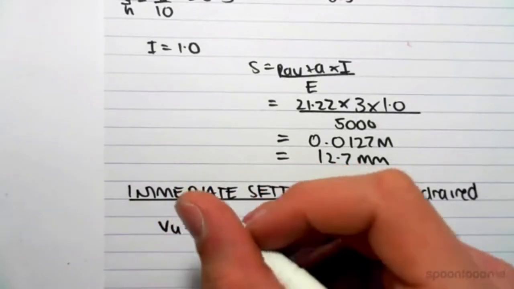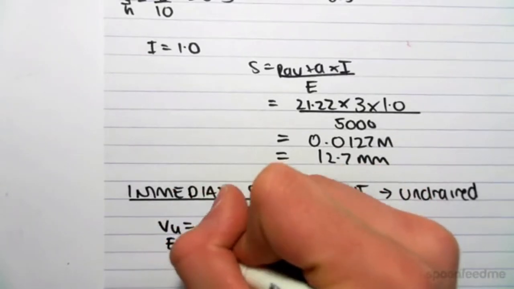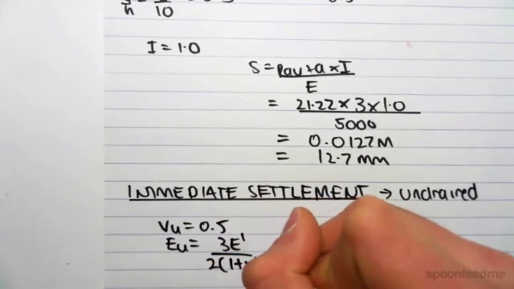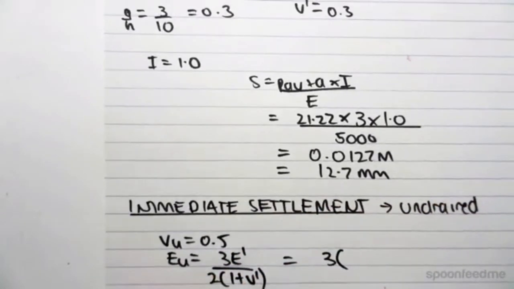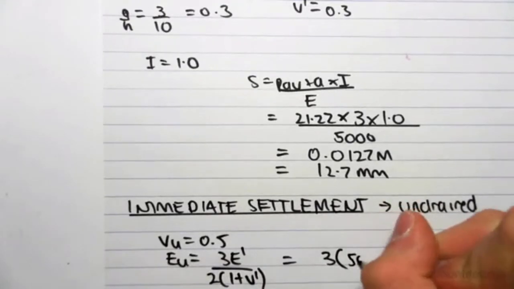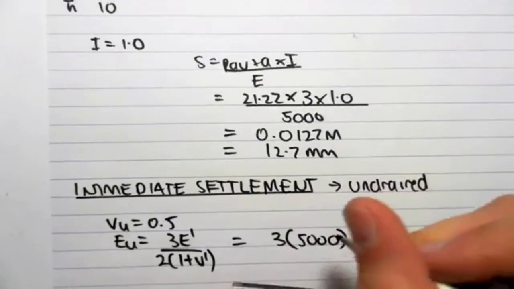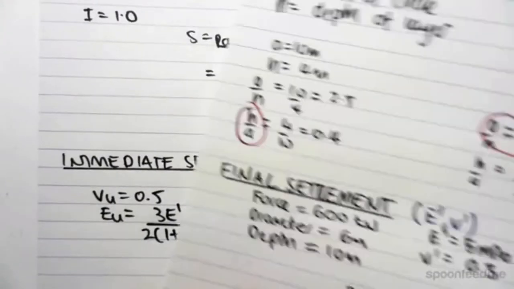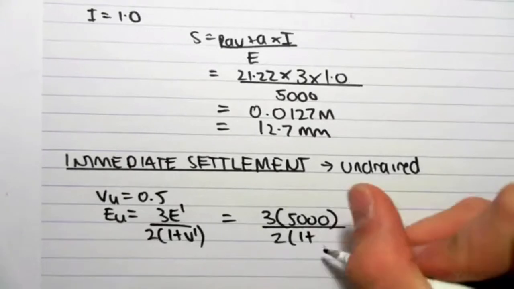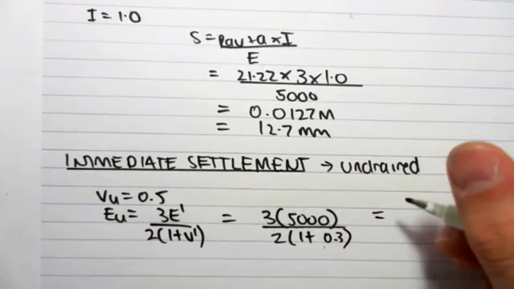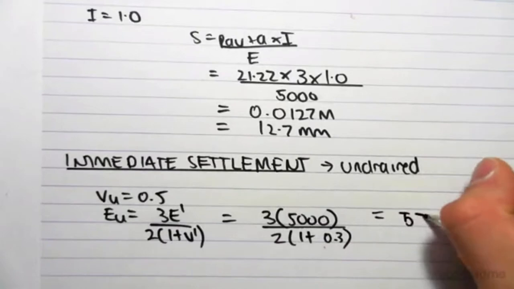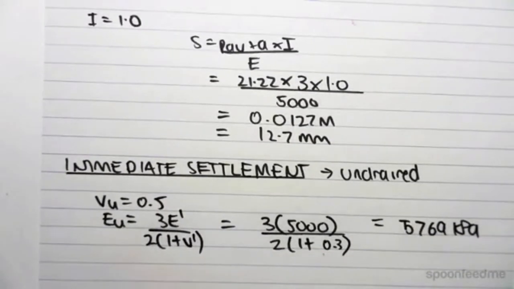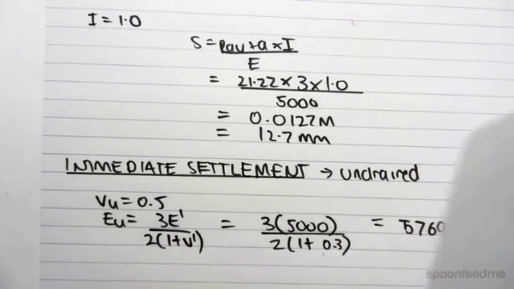So we're going to use that formula we saw in the previous series where EU equals 3E dash on top of 2 outside of 1 plus V dash. So this would be 3 outside of, our E dash was 5 MPa, so 5,000 kPa, on top of 2 outside of 1 plus, our V dash in the question is 0.3. So on top of 0.3, if we were to work this out, we get 5,769 kPa.